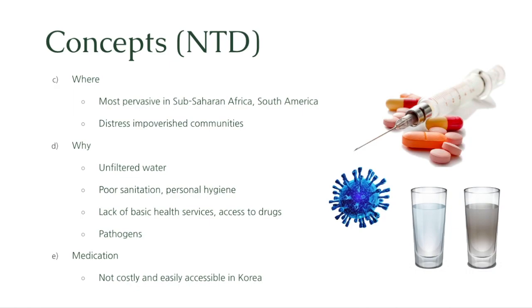NTDs mainly affect impoverished communities where transmission of diseases can happen through something as simple as taking a sip of unfiltered water or stepping on contaminated soil, causing devastating symptoms and health issues for more than 1 billion people worldwide, particularly juveniles. Referring to the map from earlier, it is notable that these diseases are most pervasive in sub-Saharan Africa and South America. In terms of medication, though not costly and easily accessible in countries like South Korea, pills are of hard reach in places of high disease rates.